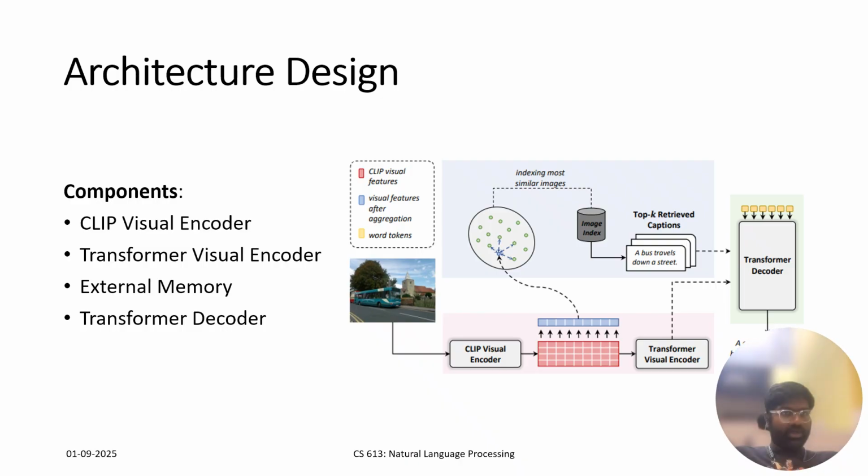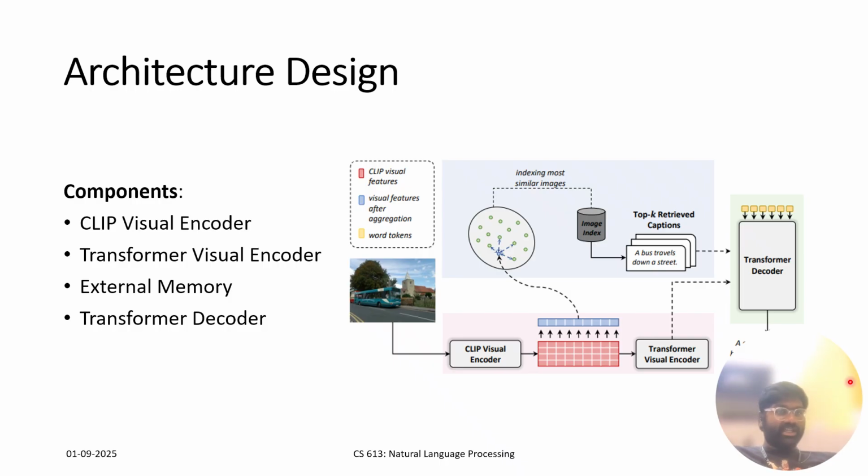There are four key components in this architecture. One is the CLIP visual encoder, which encodes the image. Then the transformer visual encoder also does the same. The external memory stores the image-caption pairs, and the transformer decoder generates the image caption.